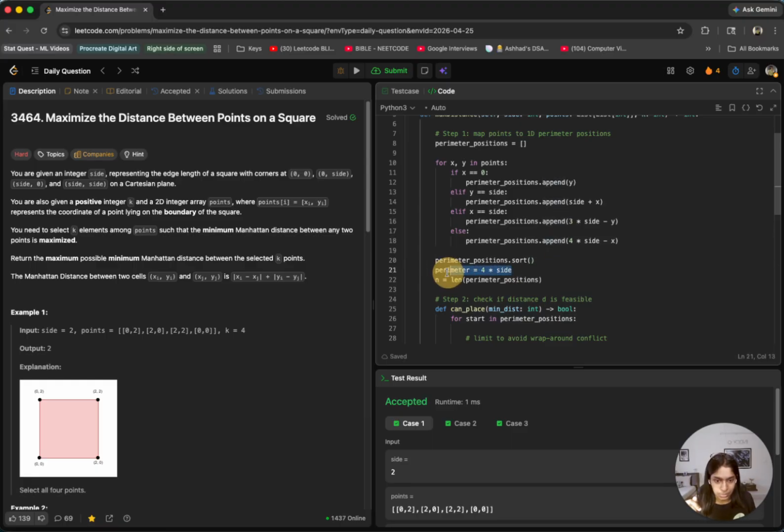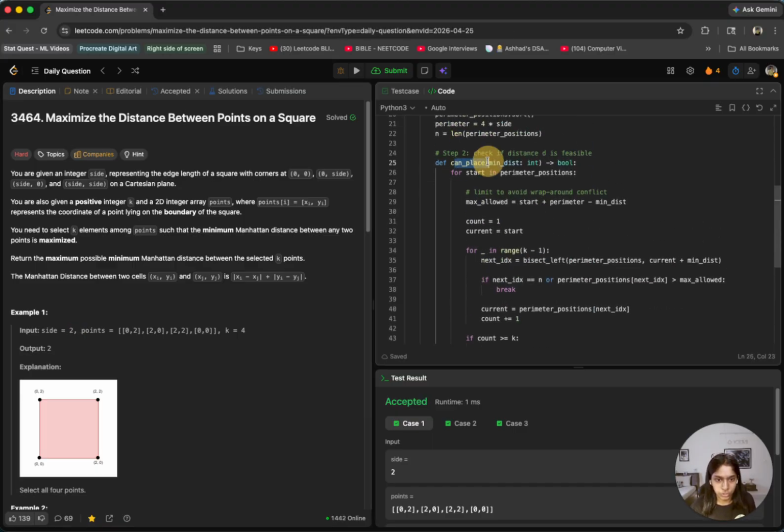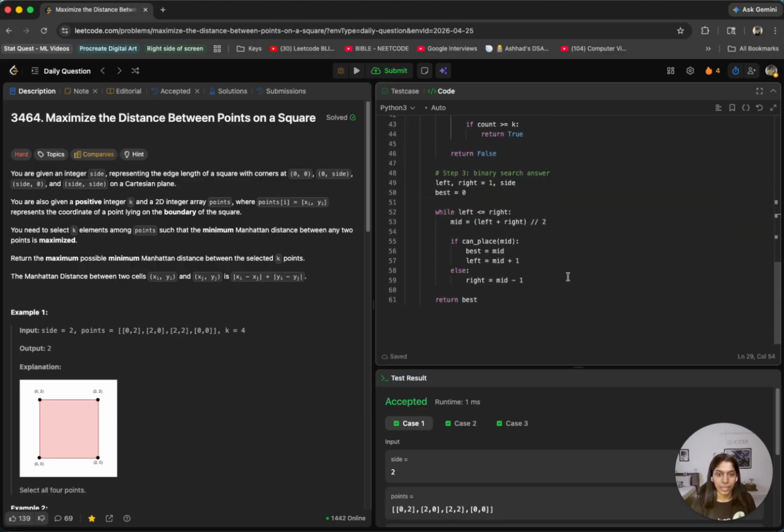And let's take into account the perimeter. So the whole perimeter will be whatever side was given times 4, okay? Length of perimeter. We'll come back to this function of can place after this. So let's look at the binary search part here. So we have a left and we have a right.